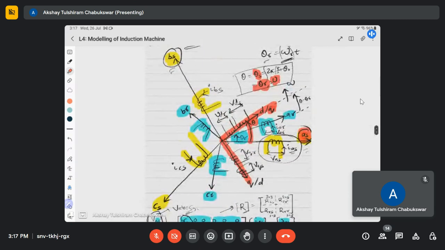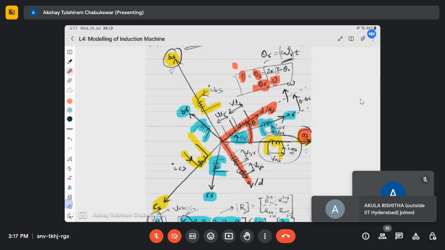So here in this case, let's assume that you don't know the angle of the rotation of the DQ reference frame. So let's keep it as theta, but theta is arbitrary.